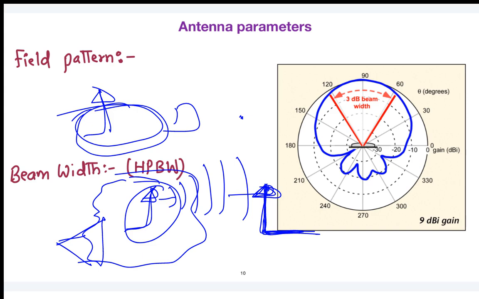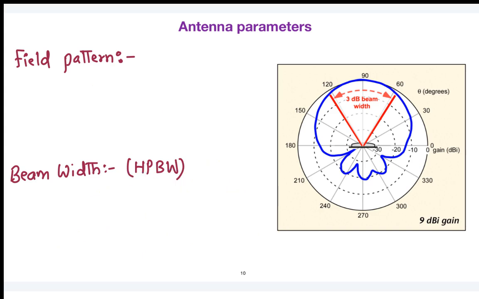So basically, the application demands what type of antenna you have to use. An omnidirectional antenna you can use for applications where you want to receive the signal everywhere, and directional antennas you can use for point-to-point communication. So when you see the field pattern, how this field pattern is formed, you can see in this diagram.